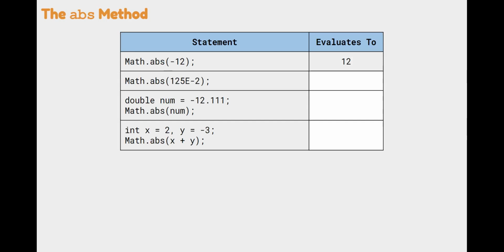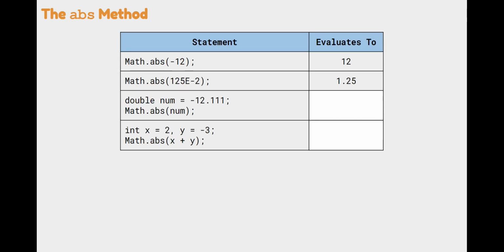Our next statement, we are calling Math.abs, and we are passing in 1.25 written in scientific notation. We are going to get back 1.25. We have overloaded versions of the abs method, one that accepts an int and gives back an int, and one that accepts a double and gives back a double. Now, in this case, the -2 did not come into play because that -2 is not part of the number. It's part of the scientific notation that tells us how to get the number that we want.